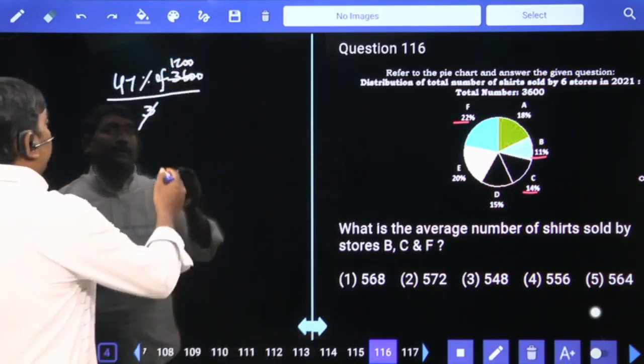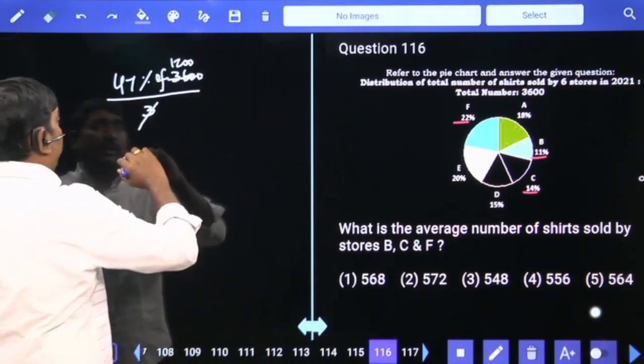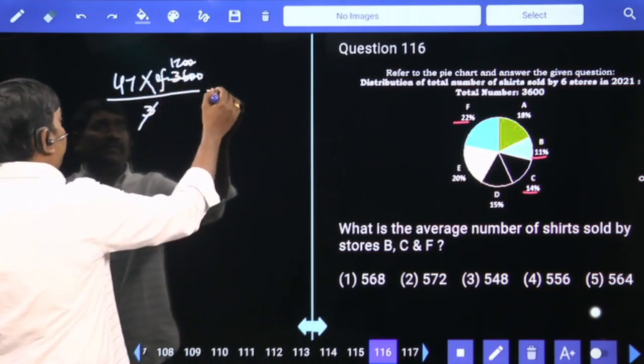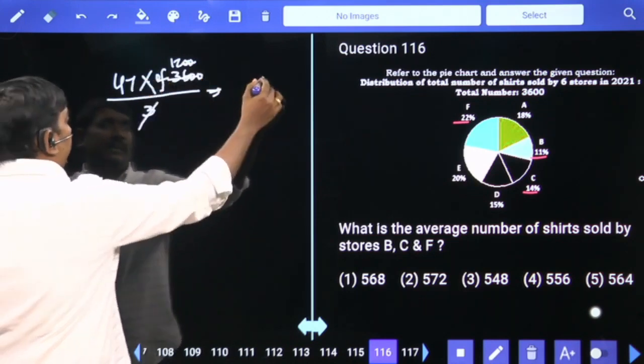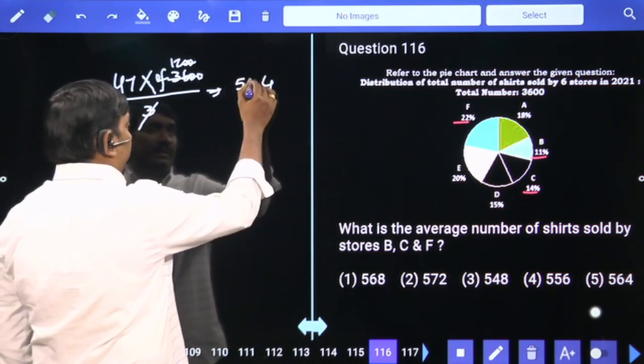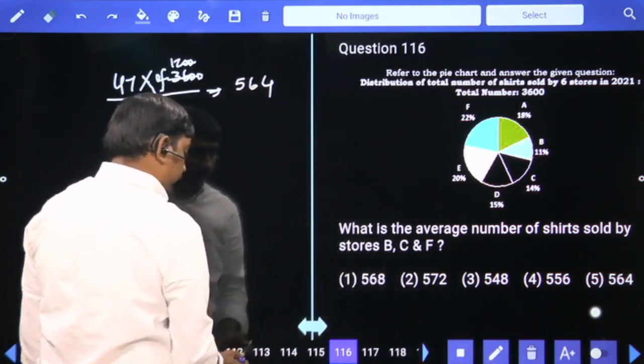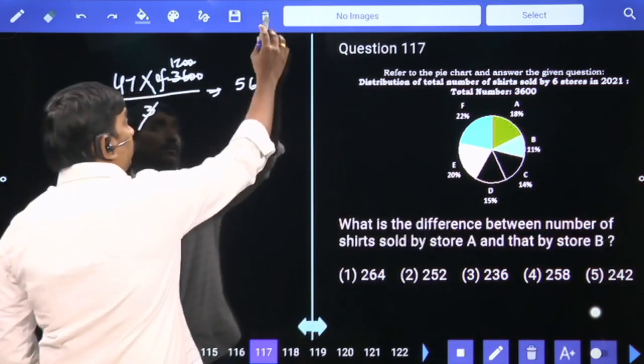11 plus 14 plus 22, 47. 47% of 3600, average means divide by 3, 1200 times 47%. Percentage 2 zeros will get cancelled. 12 sevens are 84, 12 fours are 48 plus 8, 56. 564 is your answer. Fifth option.